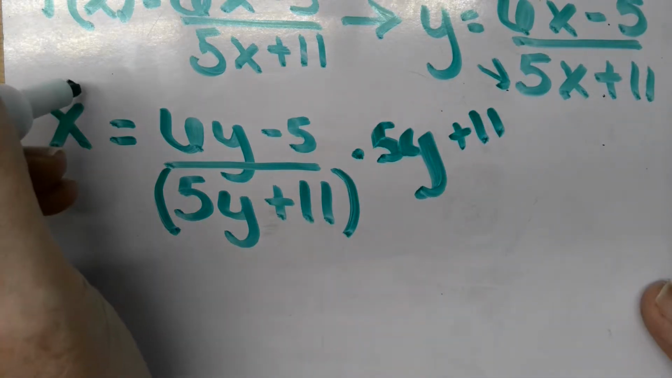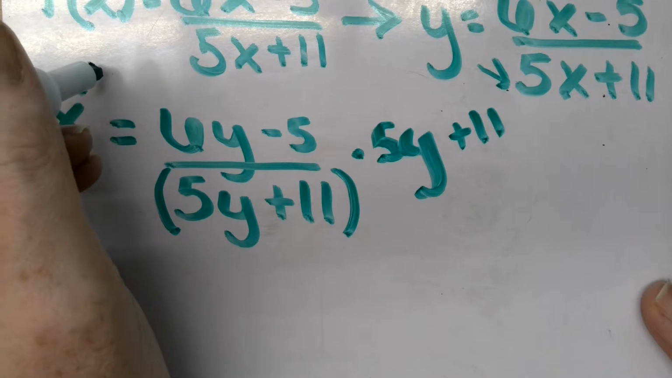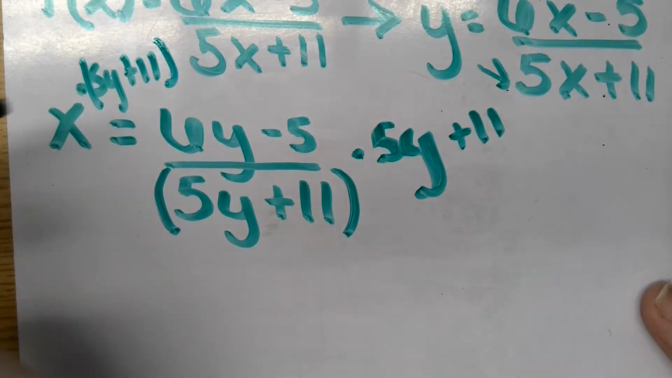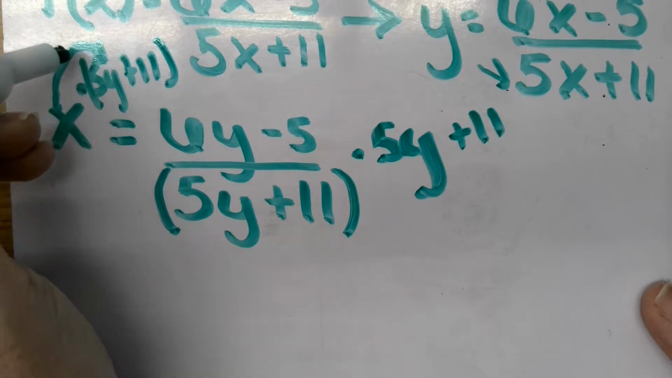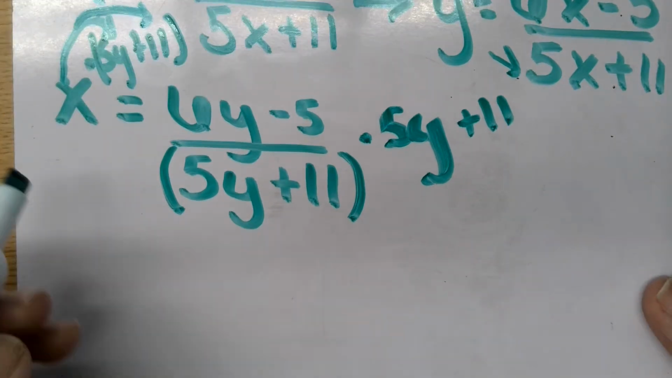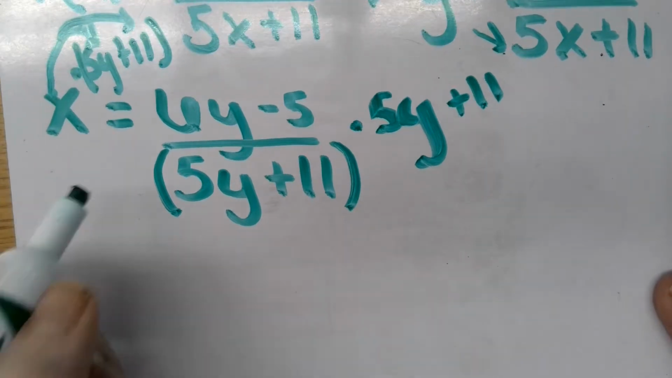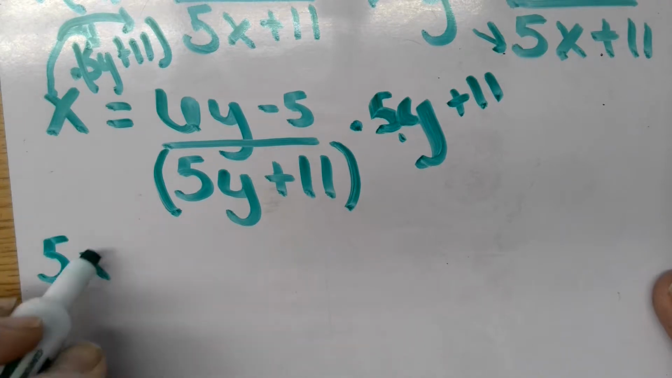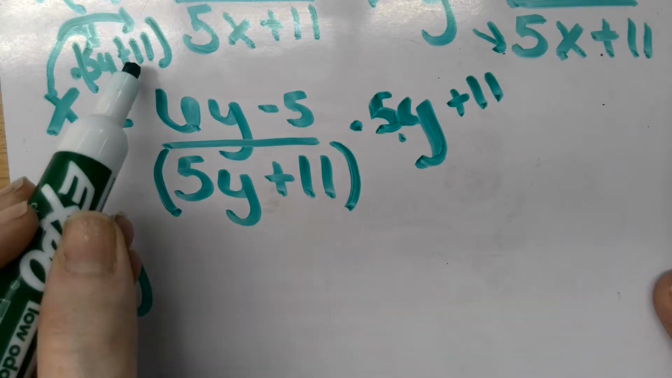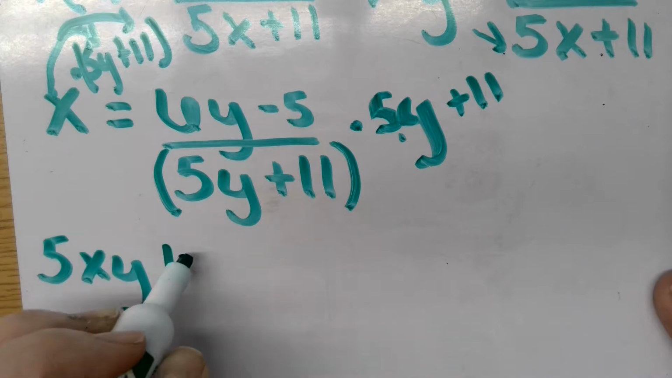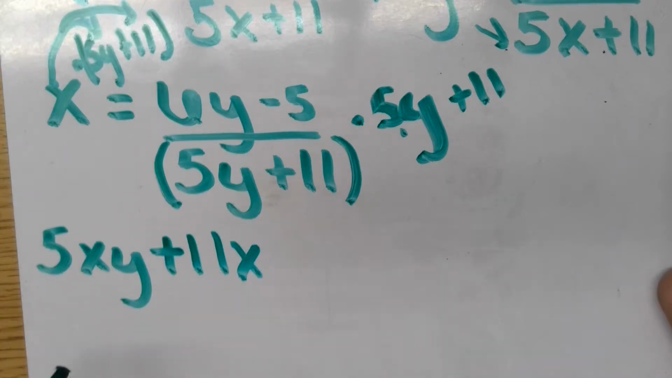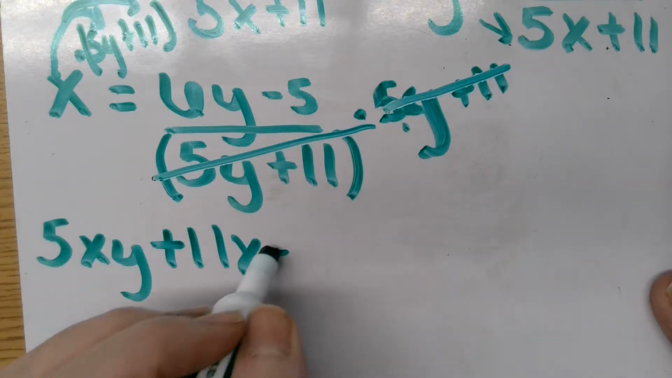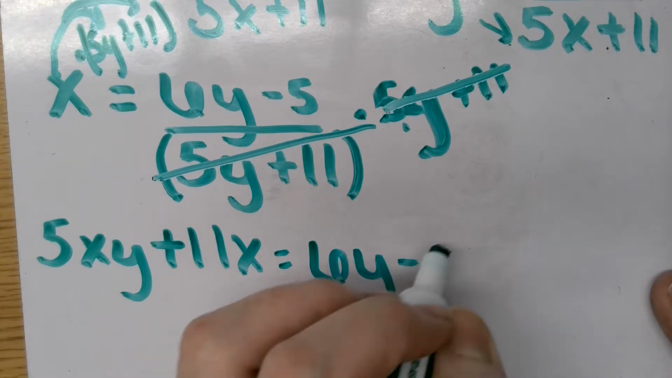Okay, so I'm going to multiply this x by 5y plus 11. Remember that you have to distribute that x to both. So I'm going to have on this side, well, 5y times x is going to be 5xy, and then 11 times x will be plus 11x. This cancels out with this. I'm left with 6y minus 5.